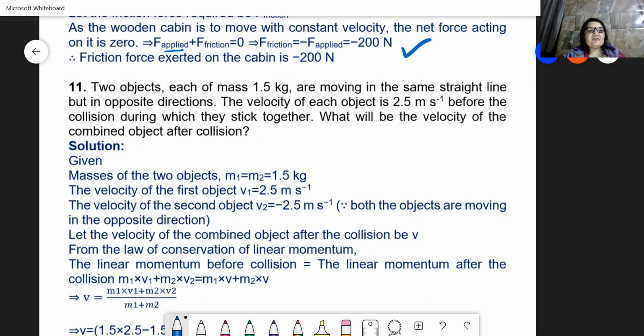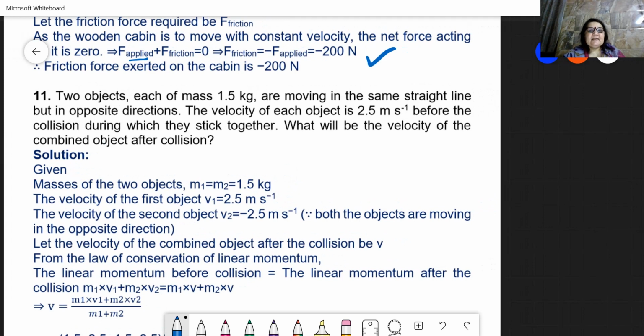Two objects, each of mass 1.5 kg, are moving in the same straight line but in opposite directions. As you can see, it is a question on collision, and we have already discussed that when bodies collide, they are moving with certain velocities, and once they strike each other, they may move in different directions. They can also stick together. This is the condition mentioned here, that they stick together, meaning body 1 and body 2 become one after the collision.